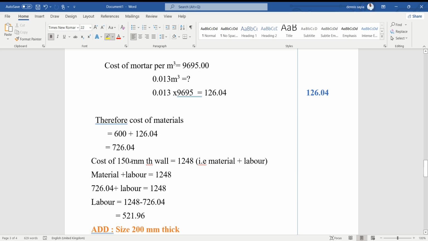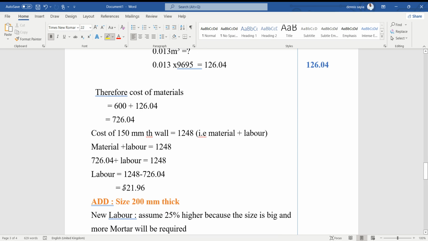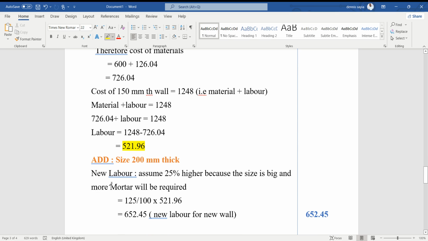But remember, the cost of 150 millimeters thick wall, we had found it to be 1248. That is the material plus labor. Now we have the cost of the material here. So from this cost of material and the total cost of the wall, we can find the labor. So material plus labor was giving us 1248. So we have the material 726.04 plus labor. It should give us 1248. Therefore, our labor is 521.96. Now, this is the labor for the 150 millimeters thick wall.